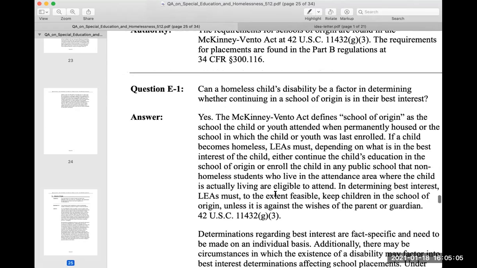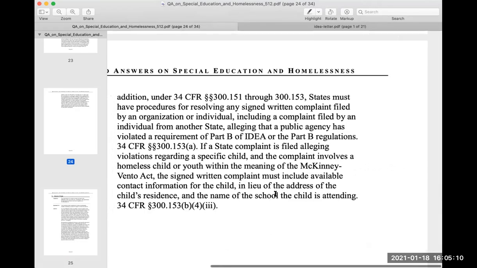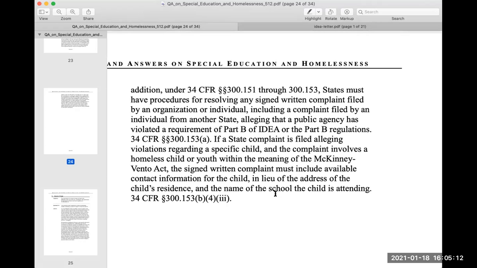Questions and answers on special education and homelessness edition. Under 34 CFR paragraphs 300.151 through 300.153, states must have procedures for resolving any signed written complaint filed by an organization or individual, including a complaint filed by an individual from another state, alleging that a public agency has violated a requirement of Part B of IDEA or the Part B regulations.